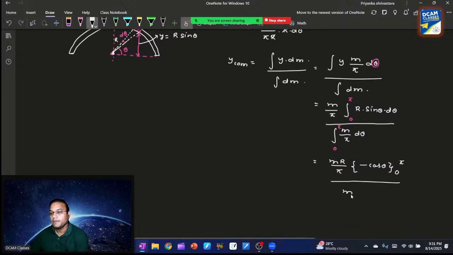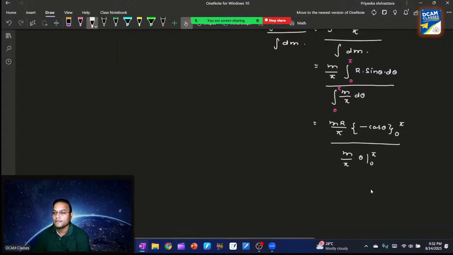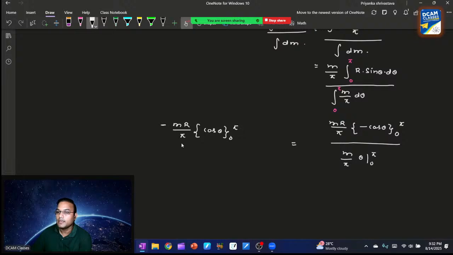This will be m by pi will come outside, theta 0 to pi. I don't know if we'll get the result, but trying. mr by pi, minus will take outside. Let's take minus outside. Cos theta, 0 to pi, by m by pi into pi minus 0. So it will be minus mr by pi.